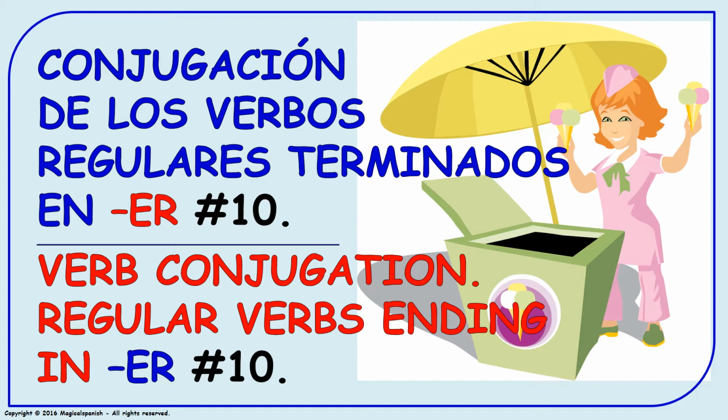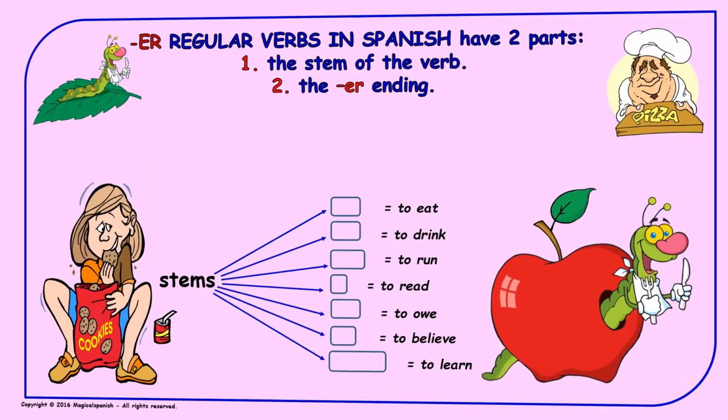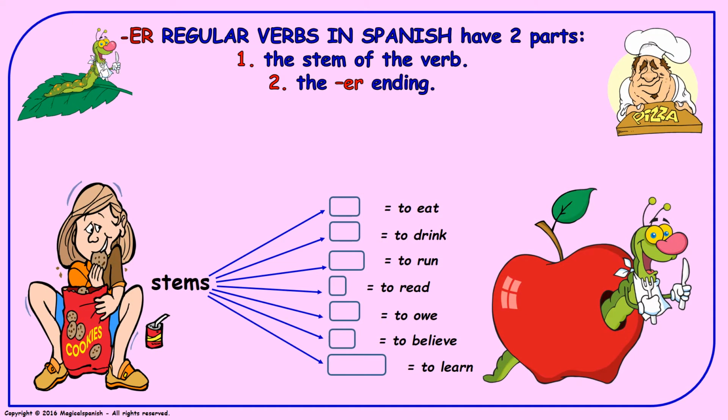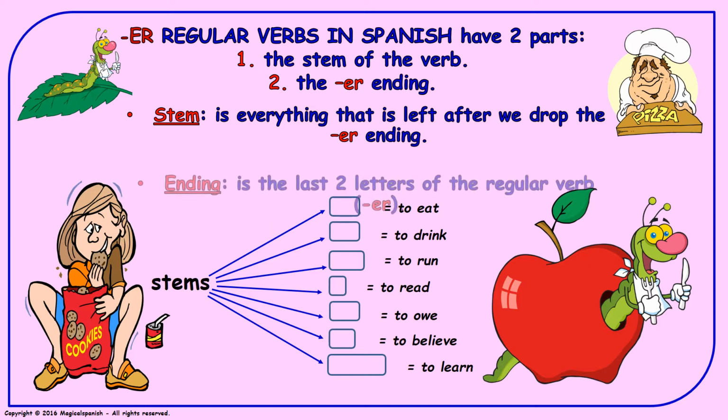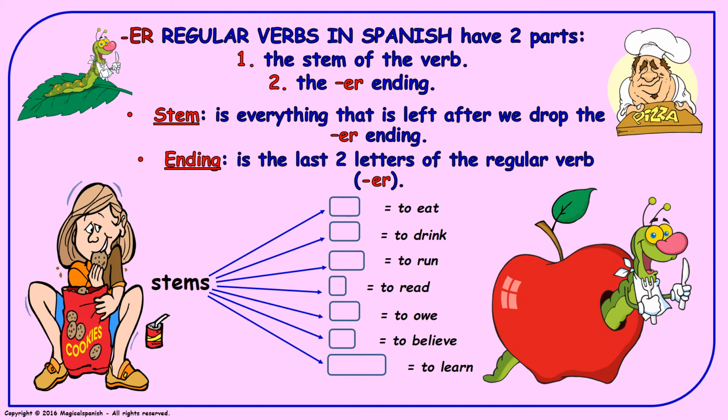Conjugación de los verbos regulares terminados en er. Verb conjugation. Regular verbs ending in er. Regular verbs in Spanish have two parts. The first one is the stem of the verb, and the second part is the er ending. It is important to remember that the stem is everything that is left after we drop the er ending, and the ending is the last two letters of the regular verb, in this case er.